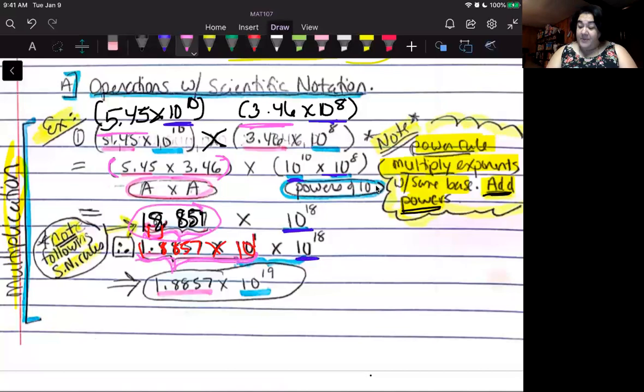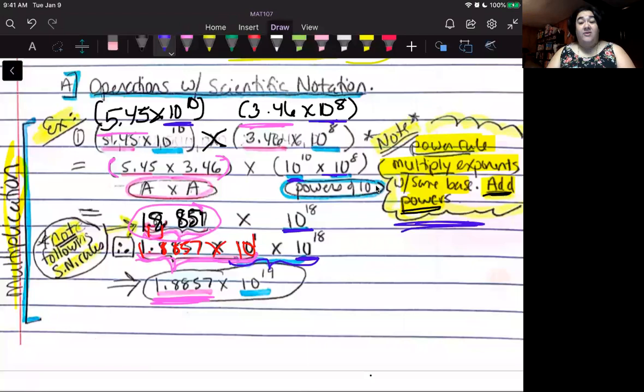I now have to account for this additional power of 10 that has popped out. So I keep the adjusted A that I made, but I now have to adjust my powers of 10. I now have 10 to the 1 power and a 10 to the 18th power. And according to my power rule, I have to add those powers together. So really I have 10 to the 19th.